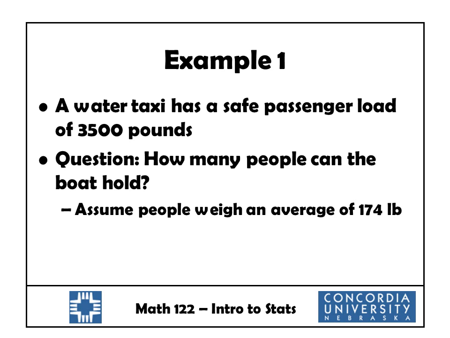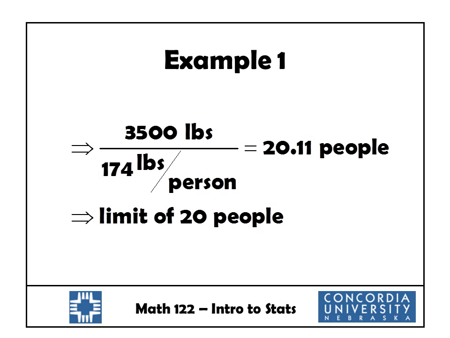So to do our calculations, we're going to assume that people weigh an average of 174 pounds. So if we take 3,500 pounds divided by 174 pounds per person, we come up with 20.11 people. So we'll round that off to a limit of 20 people. So on our boat we might put a sign that says maximum of 20 people.